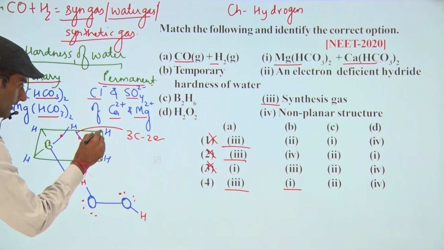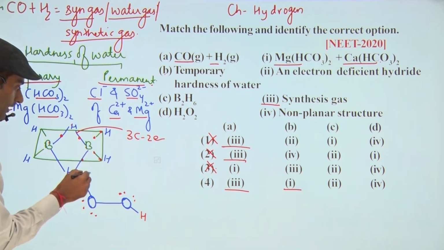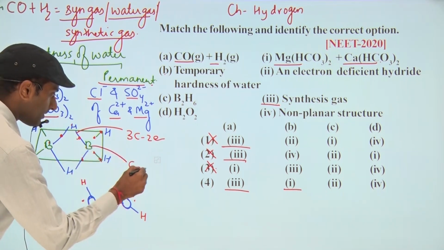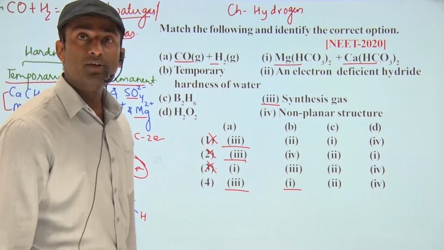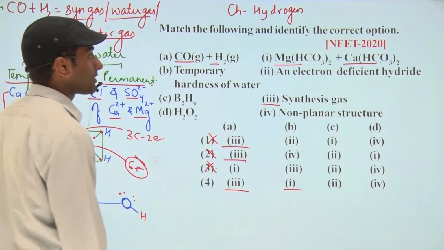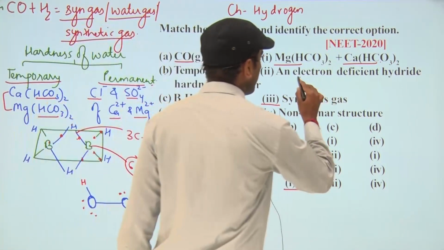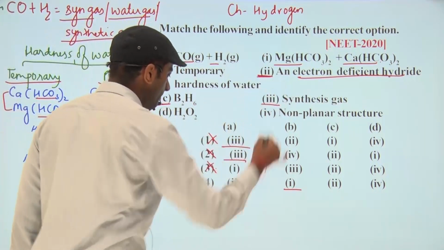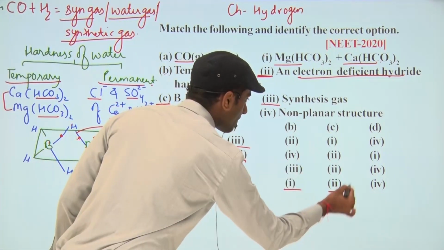If you count the number of electrons in boron, you will see that 1, 2, 3, 4, 5 and 6 electrons are present here. Incomplete octet means we may call it an electron deficient hydride. So for C, the second option is going to be perfect here.